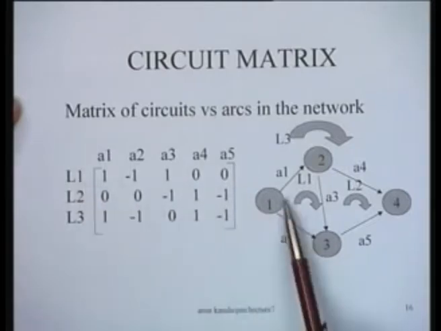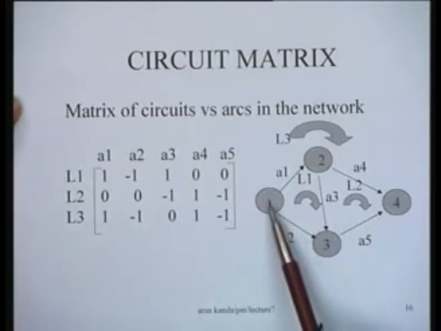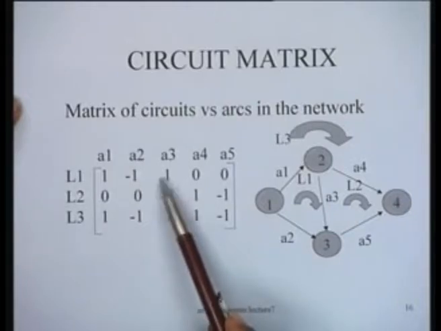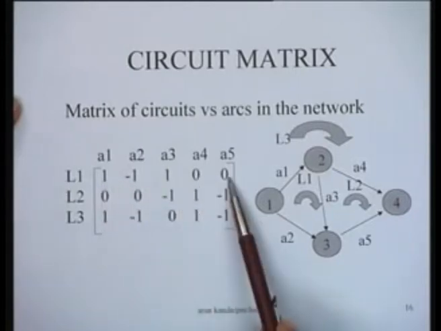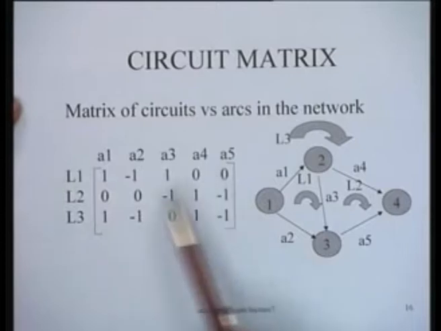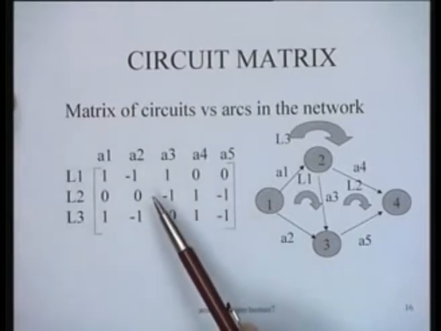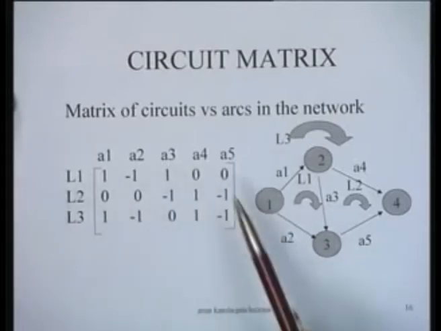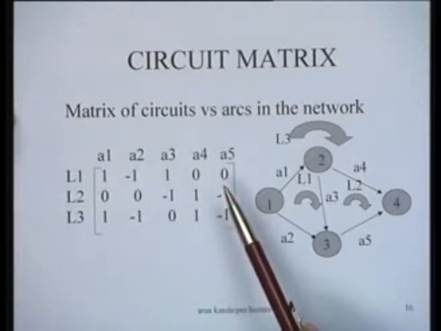Say for instance, when you look at loop L1, you see the direction of the loop. In the loop, A1 and A3 are traversed in the same direction as the loop, but A2 is traversed in the opposite direction. So A1 and A3 have 1, but A2 has a minus 1. So 1, minus 1, 1, you have this. So basically this defines loop 1. Similarly this defines loop 2, this defines loop 3. So this is a matrix of again zeros, ones and minus ones, which defines the structure of the circuits which are there in the network. So this is another alternative way of representing the project network.